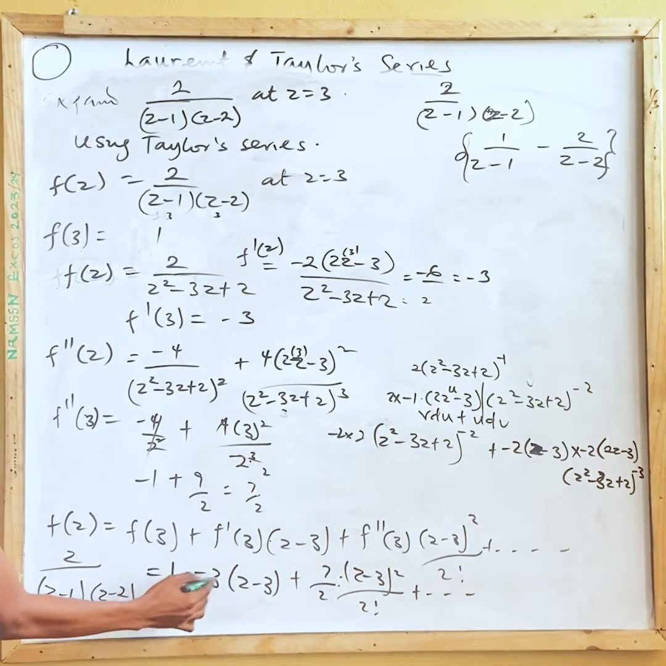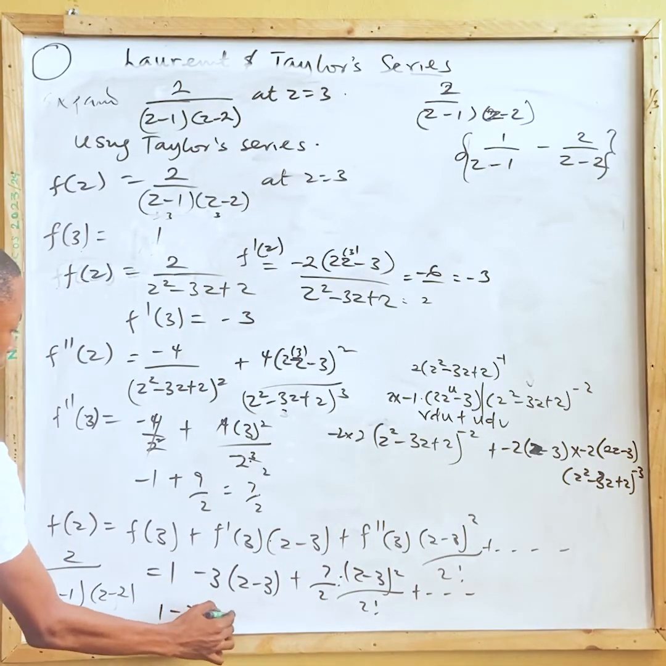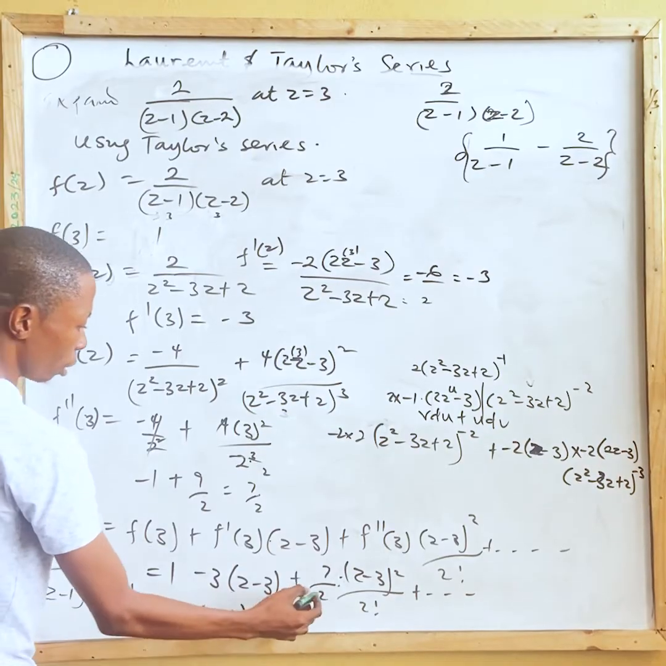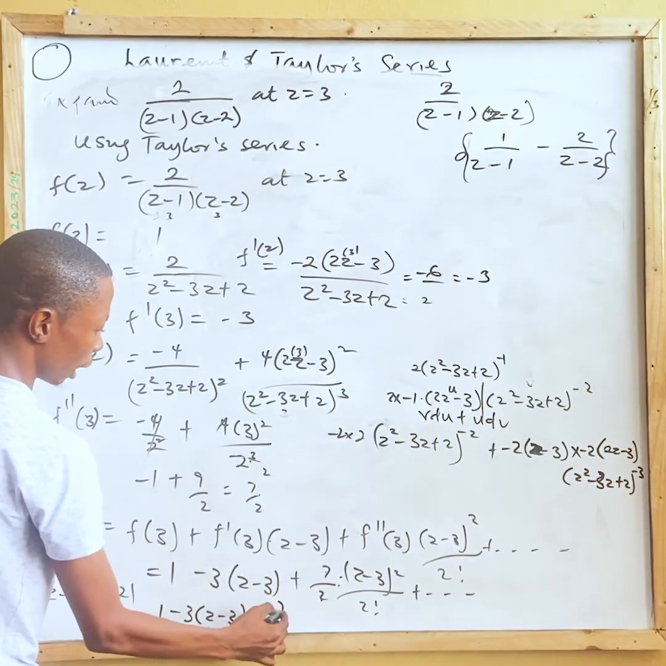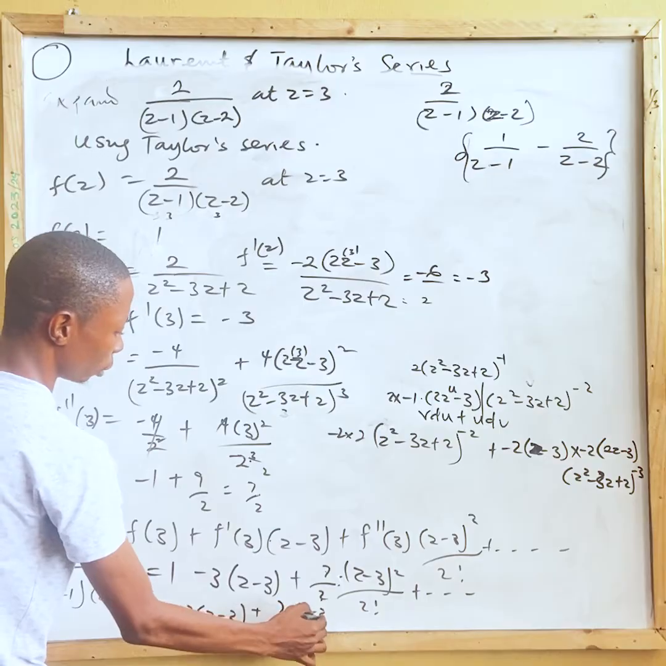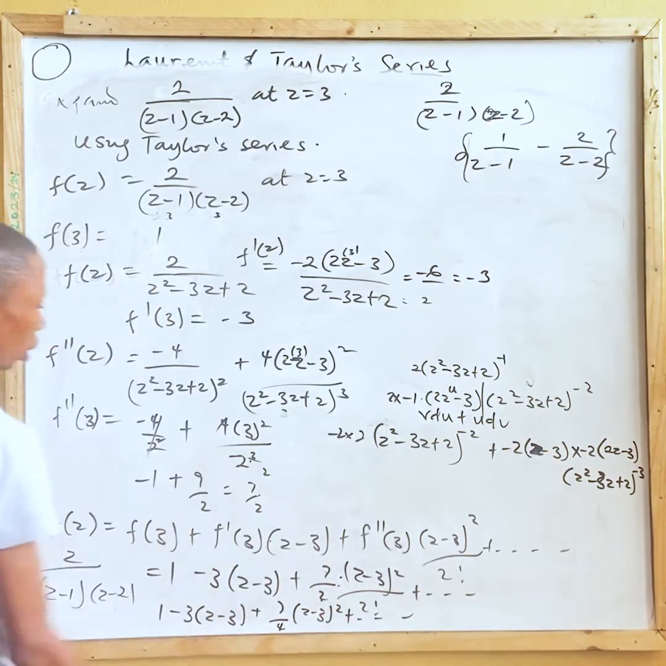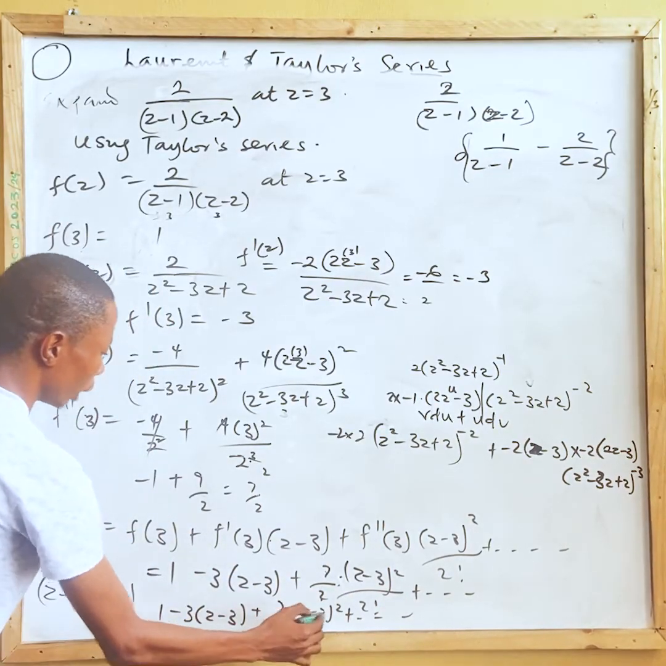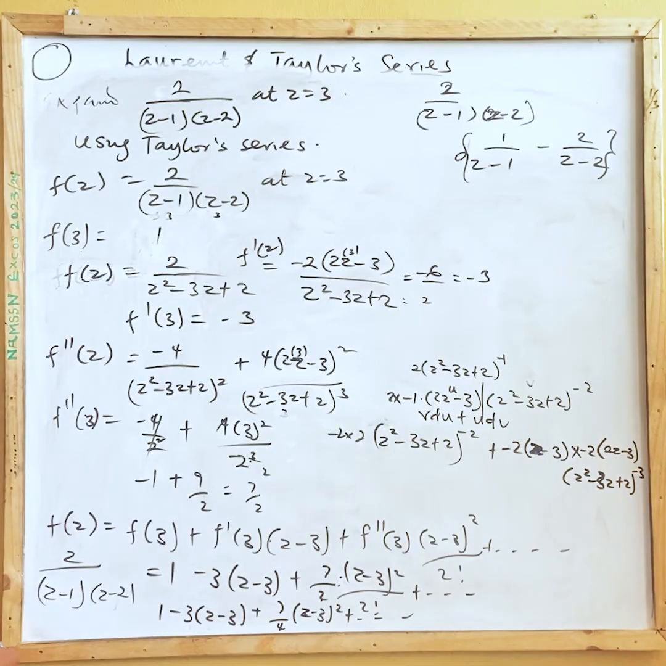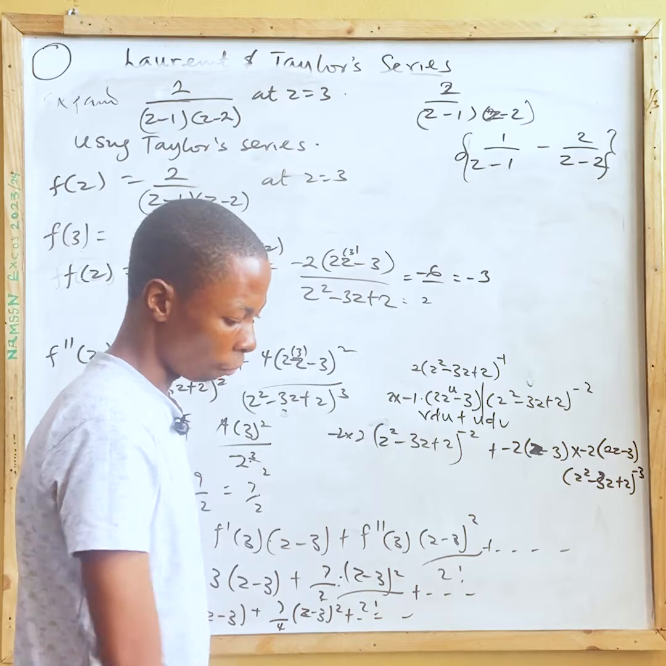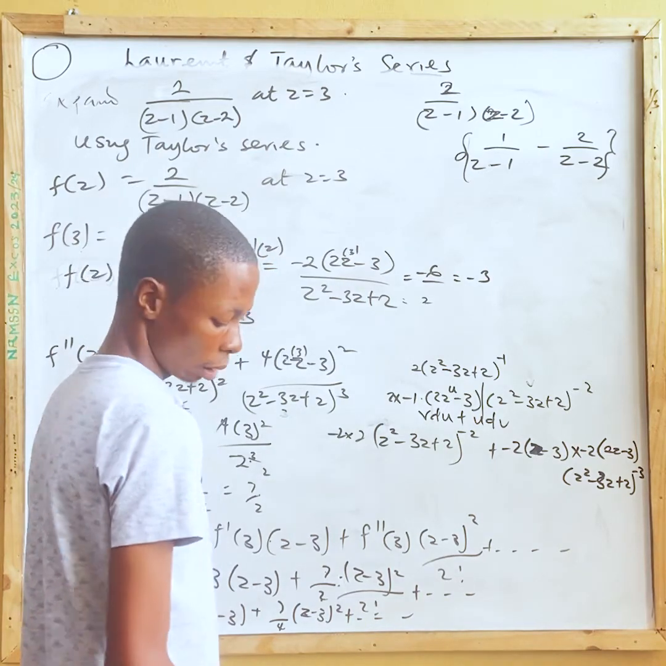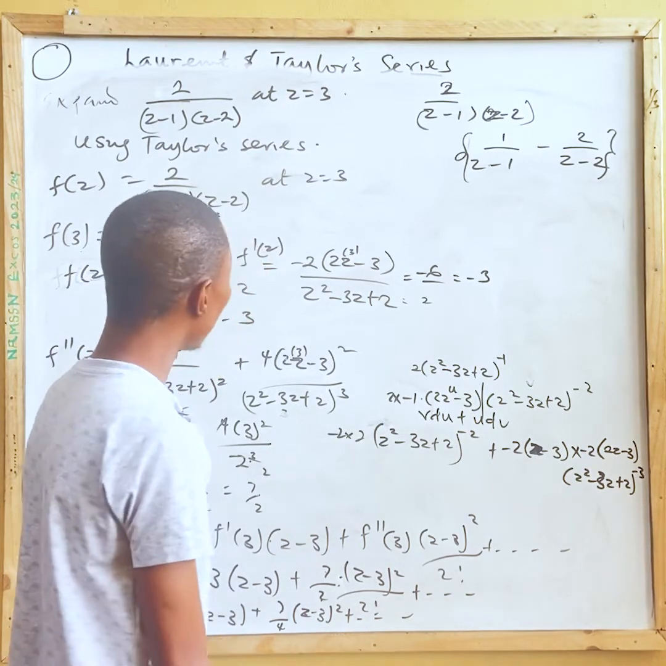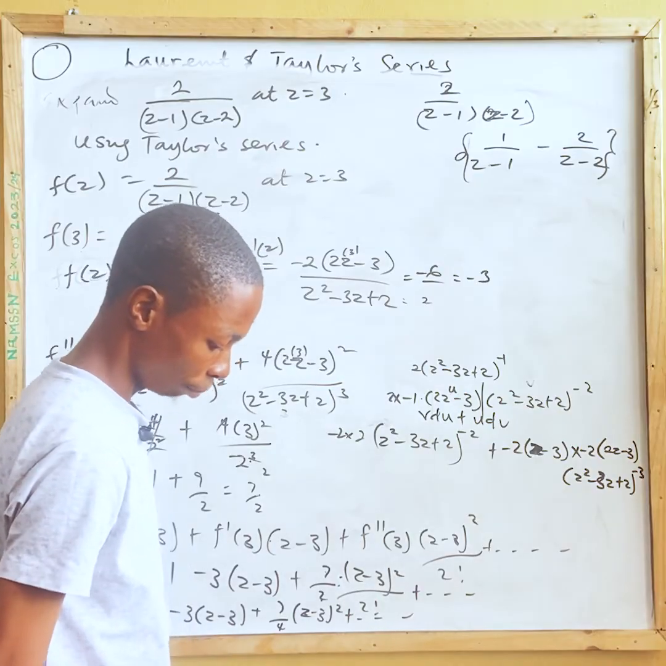So this is 1 minus 3 times z minus 3. If you want to open the bracket, plus 7 over 2 factorial, that's 7 over 4, z minus 3 all squared, and on like that. So this is z. That is basically how to use Taylor series to expand a complex function at a particular point z. Now let's move to the other series, the Laurent series.